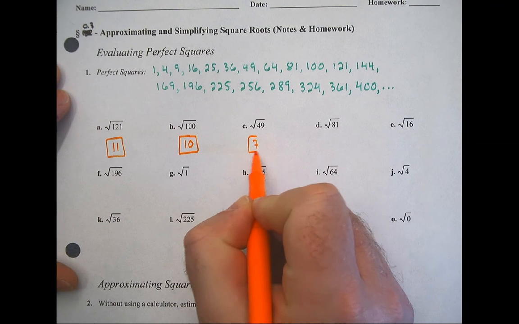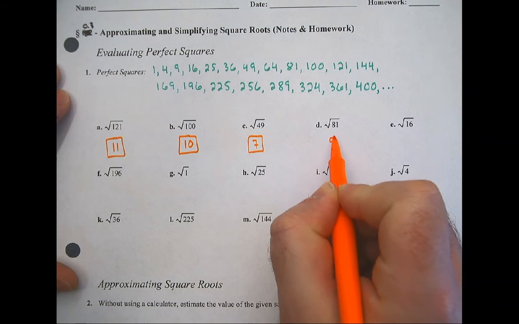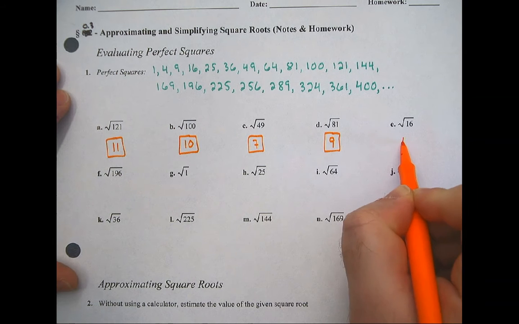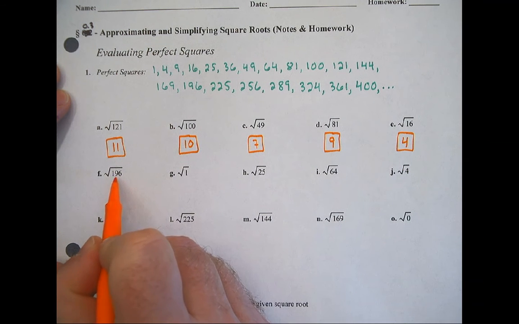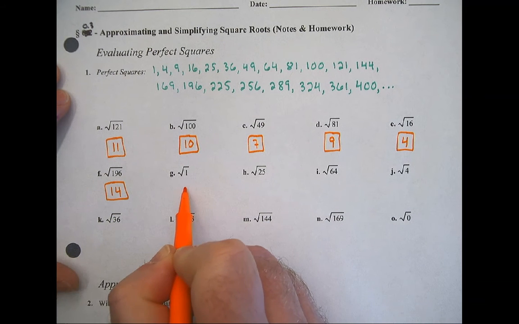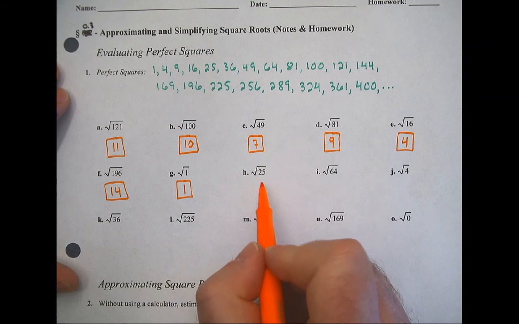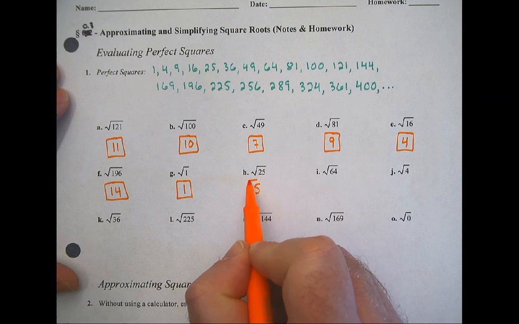Let's see how you did. 7, 9, square root of 16 is 4. Square root of 196, that's the bigger of those two, so that's got to be 14. Square root of 1 is 1. There's one other number that's its own square root. See if you can remember that or figure out that number.